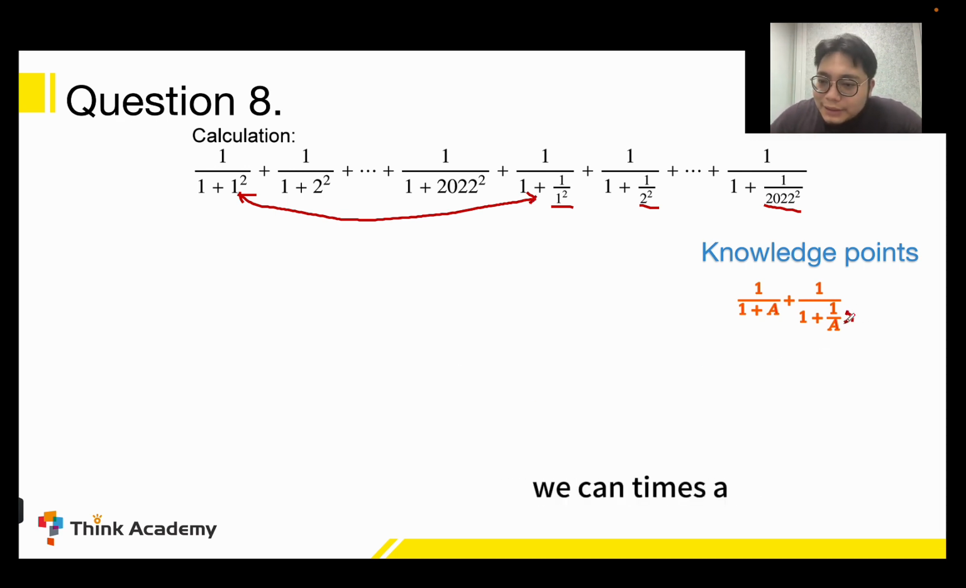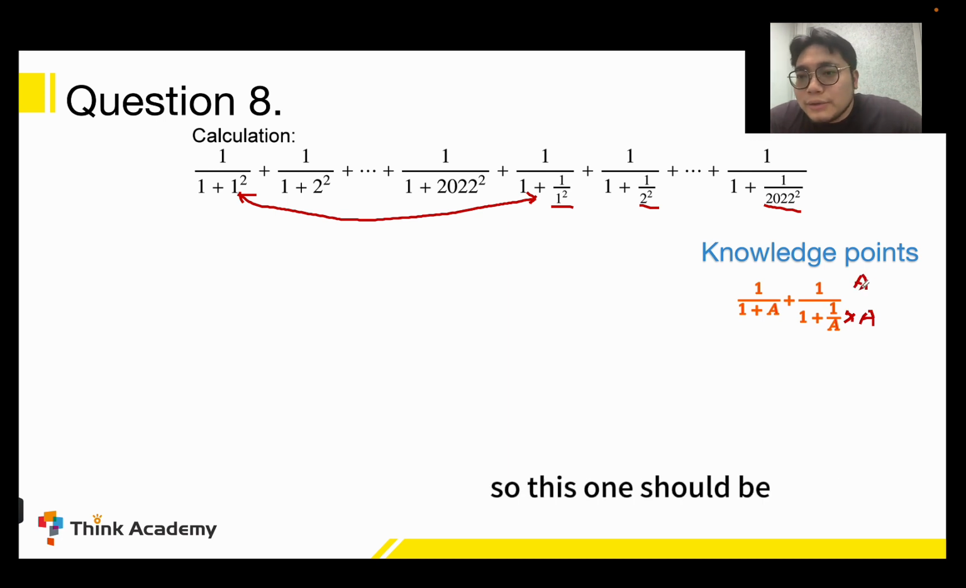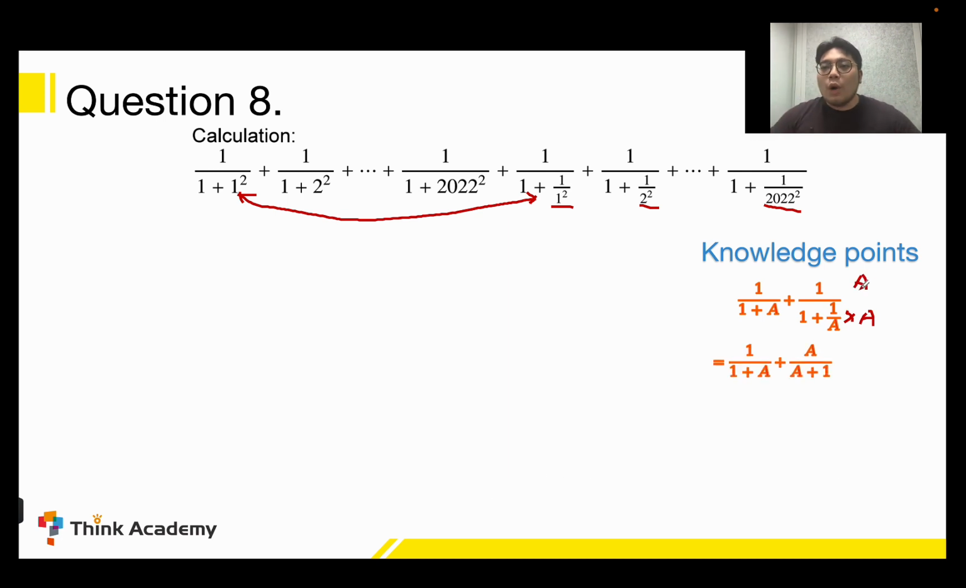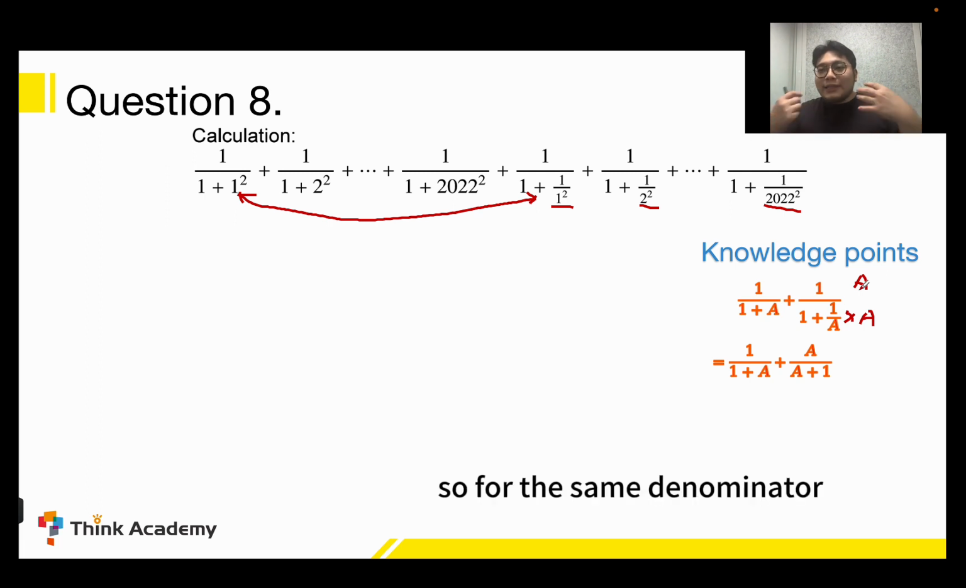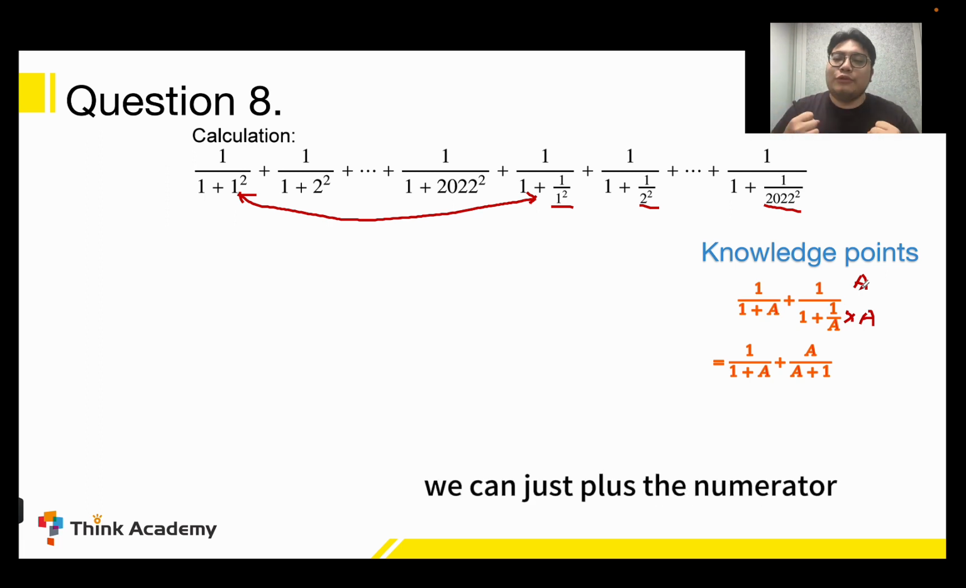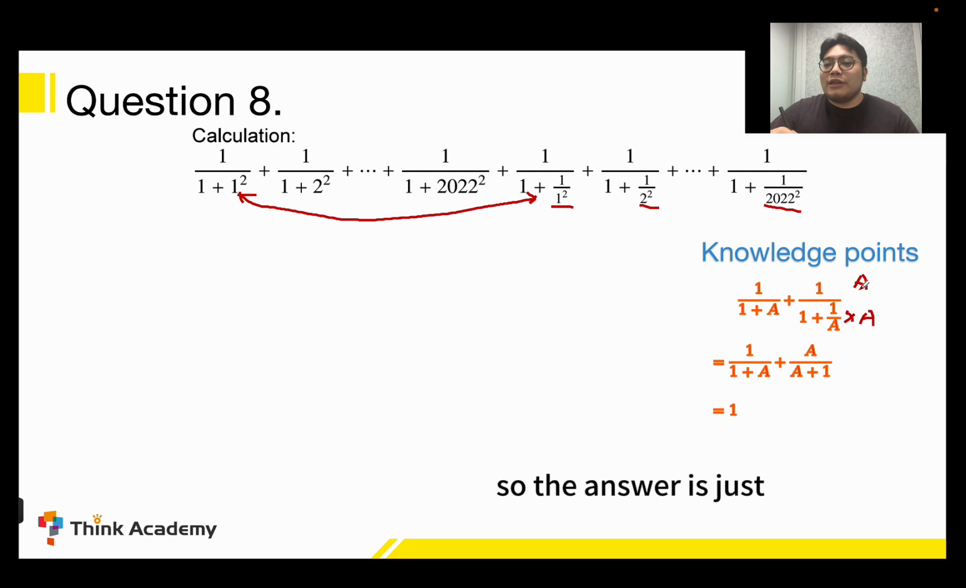We can multiply by a on both numerator and denominator. So this one should be 1 over 1 plus a, plus a over a plus 1. You see, the denominator is the same, right? For the same denominator, we can just add the numerators. So the answer is a plus 1 over a plus 1, which of course is just 1.